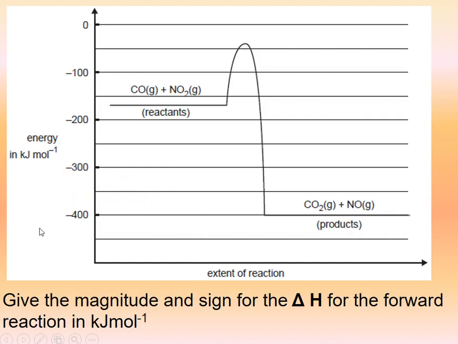Okay, what is the magnitude, what's the number and sign, positive or negative, for the change in H for the forward reaction in kilojoules per mole? So you can see it counting down here. This is 150. So each of these are 50. This is not exactly 175, it's a bit less. 175 would be about here. So it's about 165. And this is 400, and that is a bit more. That's maybe about 60.